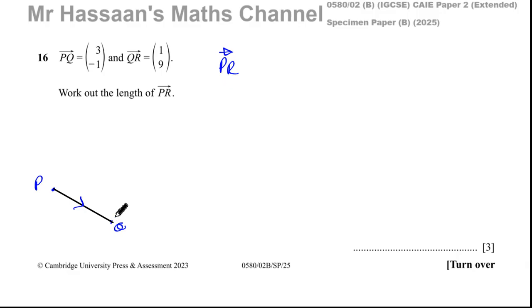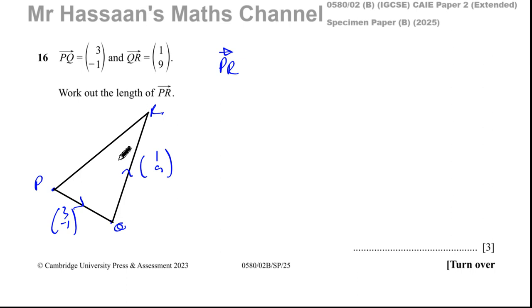And QR is 1 unit to the right and 9 units up, so it's going to be something like this. That would be QR. It's just a rough kind of diagram. So PQ is (3, -1), and QR is (1, 9). What we're asked to find is the length of the line from P to R. So first of all, finding the vector PR is what we need.